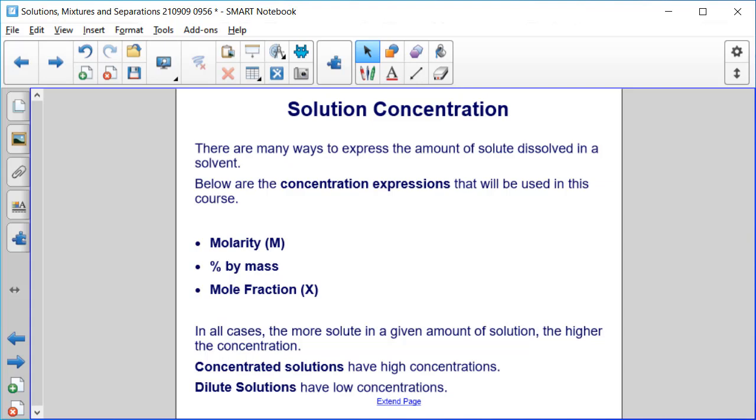Molarity, often given the symbol capital M, percent by mass, and mole fraction, symbolized by an X. In all cases, the more solute in a given amount of solution, the higher the concentration. Concentrated solutions have high concentrations, dilute solutions have low concentrations.